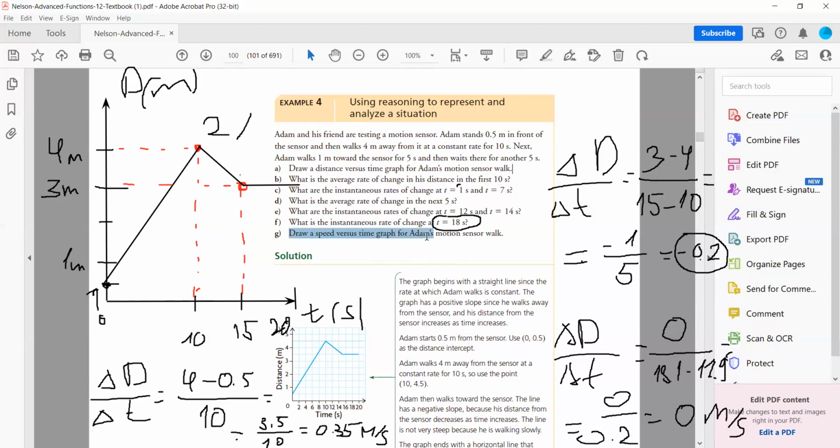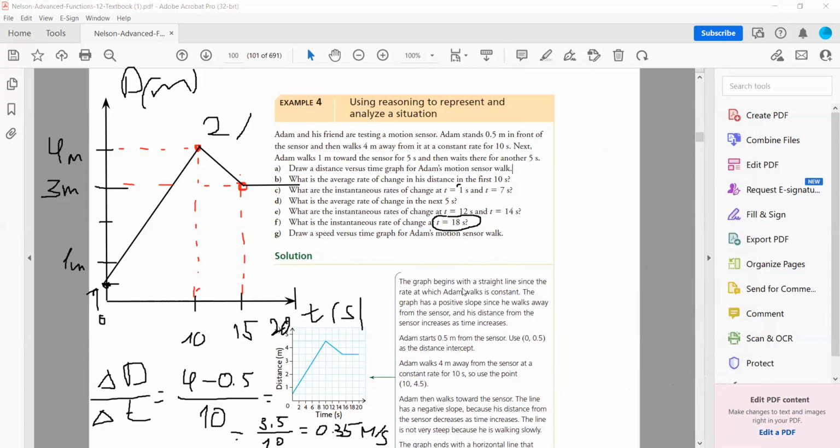Draw a speed versus time graph for Adam's motion sensor walk. Okay, let me clean this right-hand side and make a coordinate axis. But here we would have negative, we could have negative velocity here, because at some moment of time, oh no, speed versus time, not distance. So again, speed would always be positive for us. Velocity with respect to time, and here's the time.